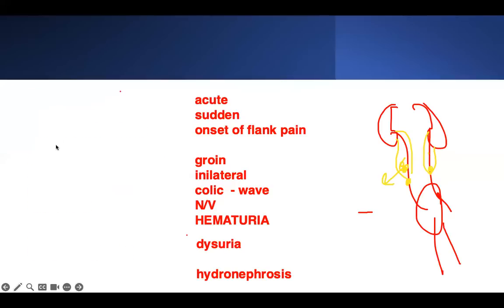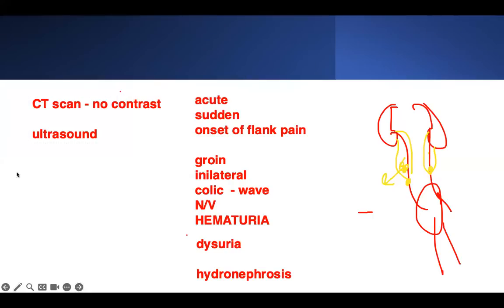Now, how would I diagnose it? We don't need to do culture because it's not an infection. You get a CT scan, no contrast. Some people say sometimes you can use ultrasound for a pregnant lady or anything like that. But the best study is CT scan, no contrast.